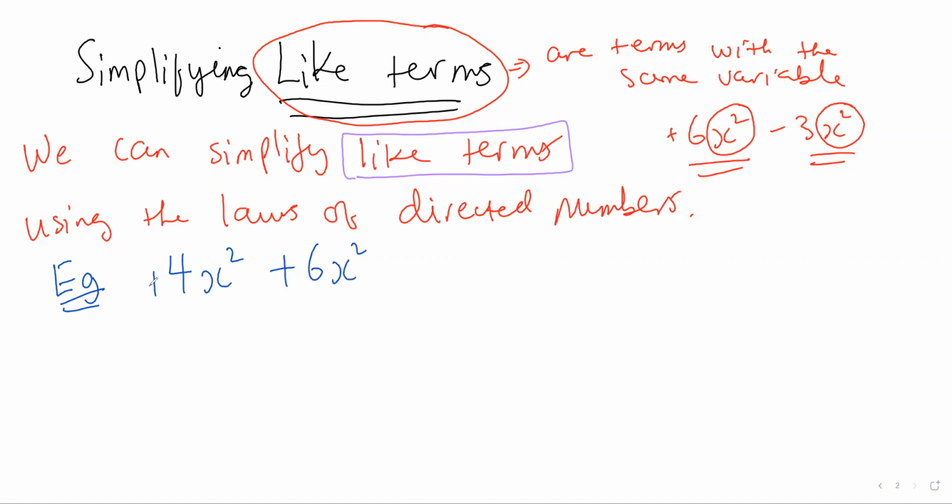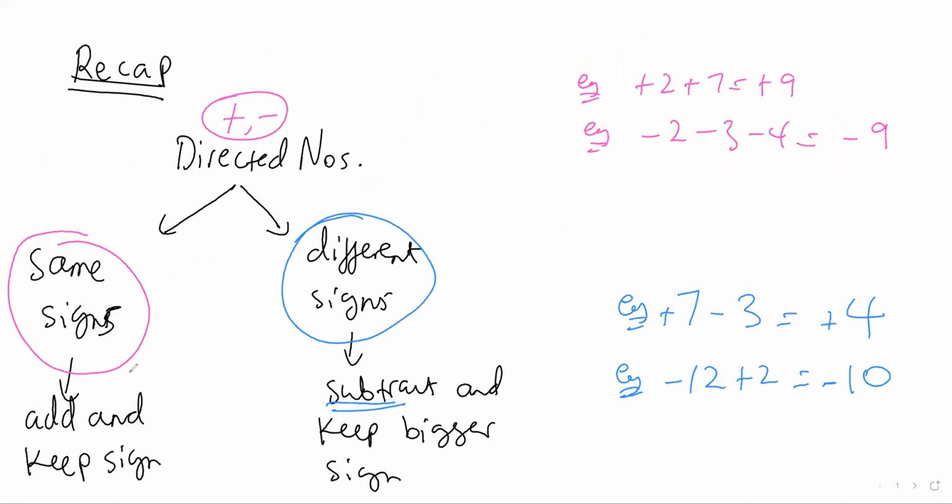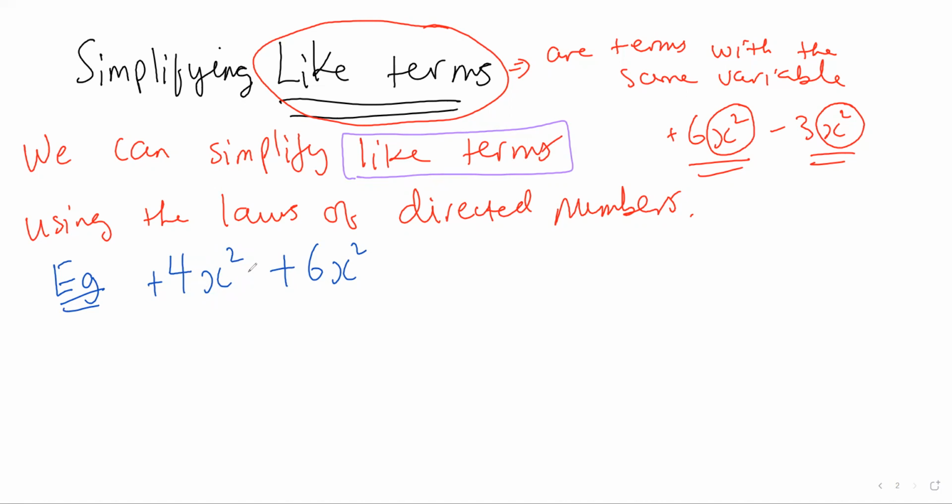Right, so ask yourself, are these like terms? Yes, they are like terms. Why are they like terms? Because they carry the same variable. This one has an x squared, this one carries an x squared. Now, the law states we can simplify like terms using the laws of directed numbers. There are only two laws of directed numbers. In this case, we use the same signs law because the 4x squared carries a positive and the 6x squared also carries a positive. So we add and keep the same sign, so this is plus 10x squared. Okay, we're good with that.